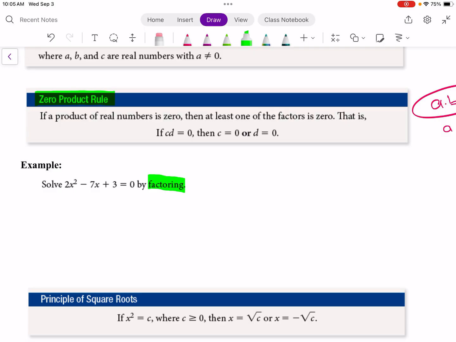So here we have a quadratic equation 2x squared minus 7x plus 3 equals to 0. This is the quadratic equation. Okay, and this exponent 2, this term helps us to identify this is quadratic equation. Okay, and we are using factoring method.